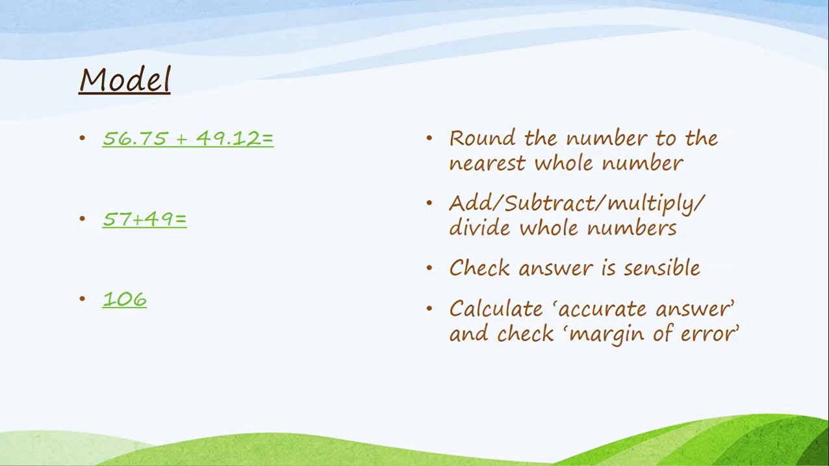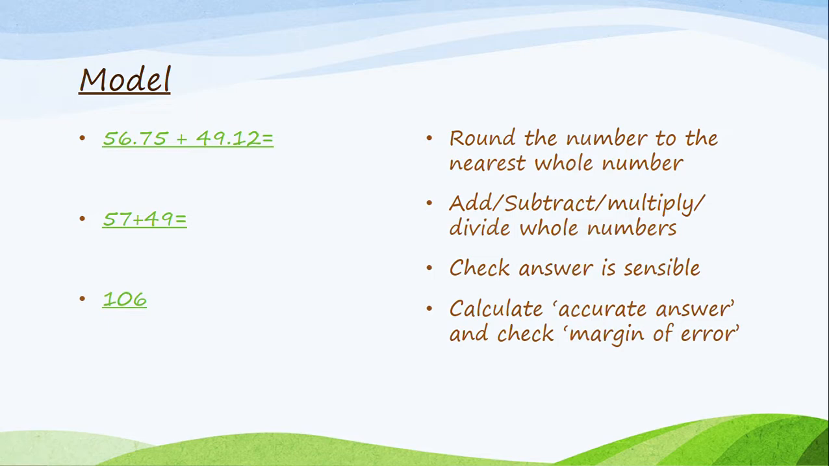And with 49.12, I know the number in the tenths column, 1, is less than 5, so I'm going to round that down. And when we say round down, we mean keep at that whole number. So the nearest whole number to 49.12 would be 49. Make sure you don't make the mistake of saying it's 48. So I've now got the calculation, 57 add 49.